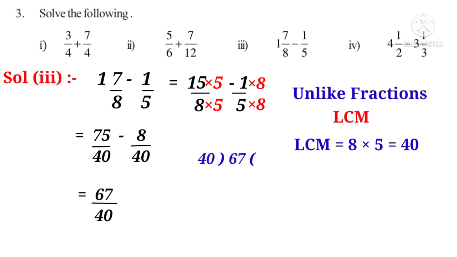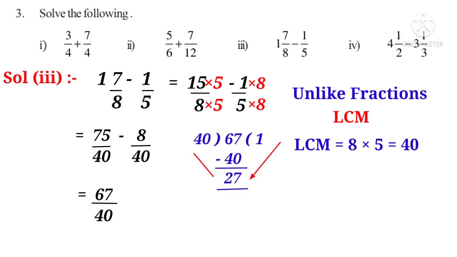Now divide 67 by 40. 40 ones are 40. By subtracting we get 27. So that is equal to, in mixed fraction, we write 1 27 by 40 is the answer.